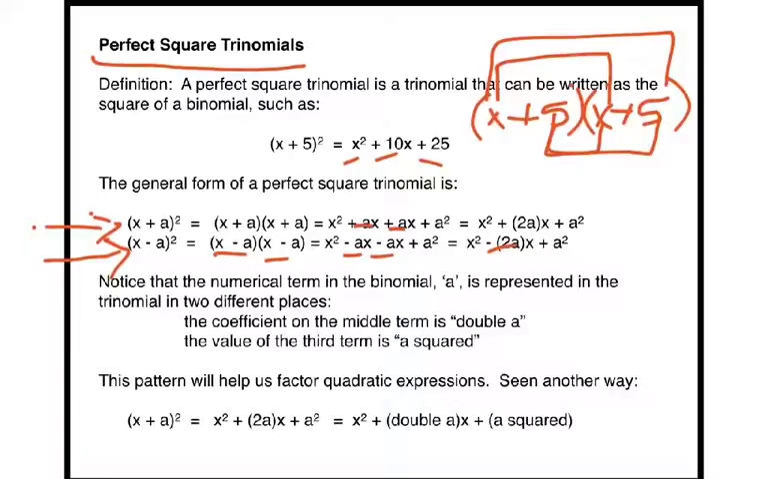Notice that the numerical term in the binomial, a, is represented in the trinomial in two different places. The coefficient on the middle term is double a, 2a, whereas the value of the third term is a squared. This pattern will help us factor quadratic expressions. Seen another way, we can say x plus a squared is x squared plus double a plus a squared, and that's what we'll call it. X squared plus double a x plus a squared.